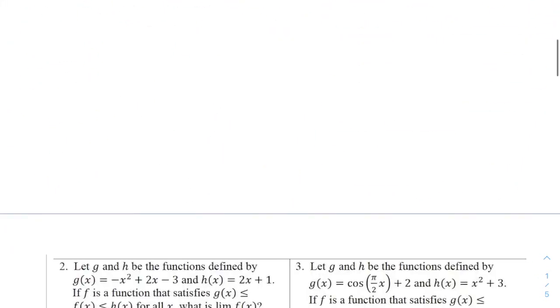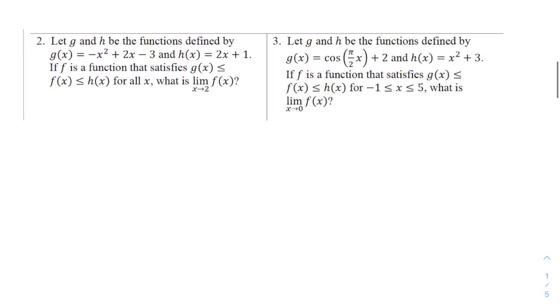Nice. Moving on to number 2: let g and h be the functions defined by g of x is equal to negative x squared plus 2x minus 3, and h of x is equal to 2x plus 1. If f is a function that satisfies g of x is less than or equal to f of x, which is less than or equal to h of x, that's giving us part of the squeeze theorem, then what is the limit as x approaches 2 of f of x?